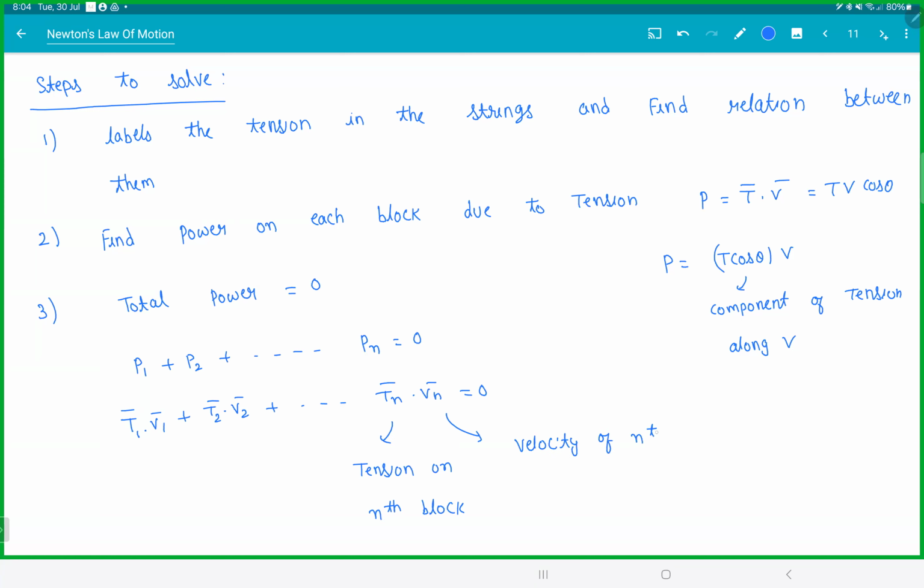Now, it looks a little complex. Let me show an example. The main idea here is find tension, find velocity, get TV cos theta and just add all of them, you'll get 0. That's the main idea. Look at the steps. Any doubts on any particular step here, please ask.